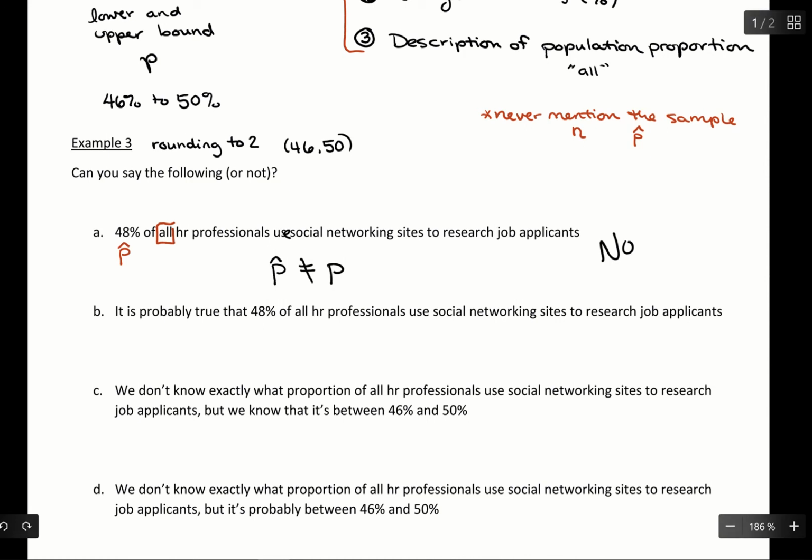Then this next one says it is probably true that 48% of all HR professionals use networking sites. With this, it's still trying to equate our sample proportion. And basically, since it's even mentioning p-hat, it's an immediate no, because we shouldn't be talking about our sample proportion in our conclusion. This one's not an improvement because it's still pretty bad, but in terms of comparing it to A, B is slightly better because they add this kind of uncertainty, which is something we should have with our confidence intervals, kind of this level of certainty and uncertainty. However, it's still working with that sample proportion, so that's also no good.